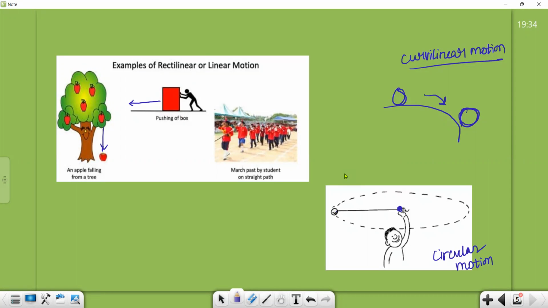The object remains at a fixed point, at the same distance, and it is rotating. For curvilinear motion, you can take the example of a car moving on a curved road. Whereas for circular motion, you can take the example of a ceiling fan, or the rotation of the earth around the sun. Everything comes under this category.